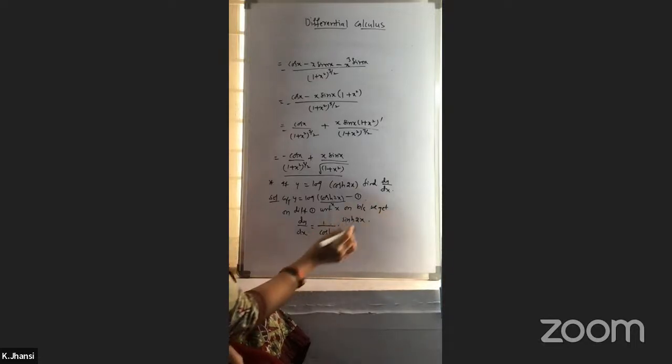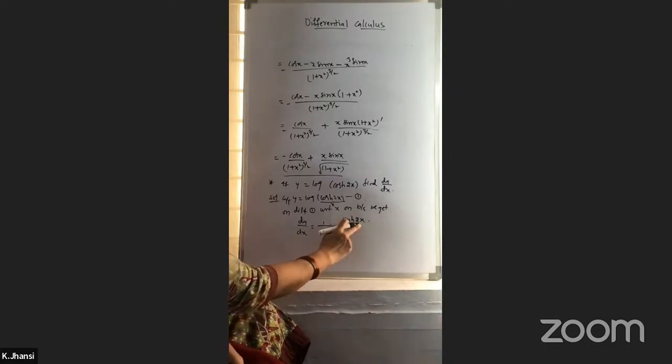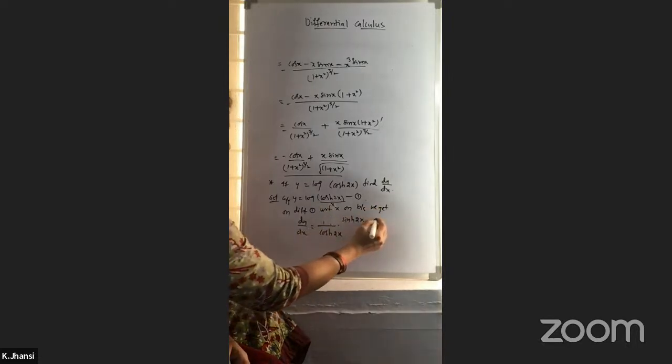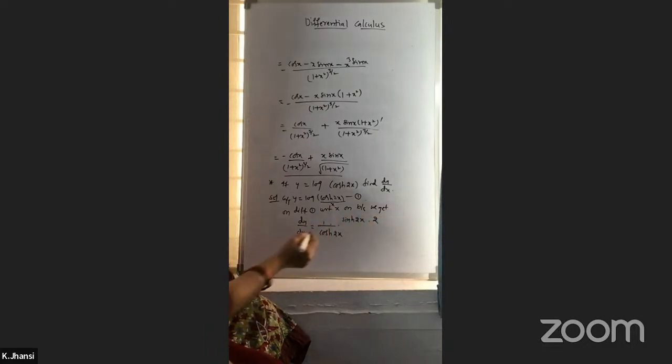And again one more time you have to do differentiation. Why? Because instead of x we have 2x. So the differentiation of 2x is 2 into x. The differentiation of x is 1, so you will get 2. Okay. So for such problems, you should not get confused here.